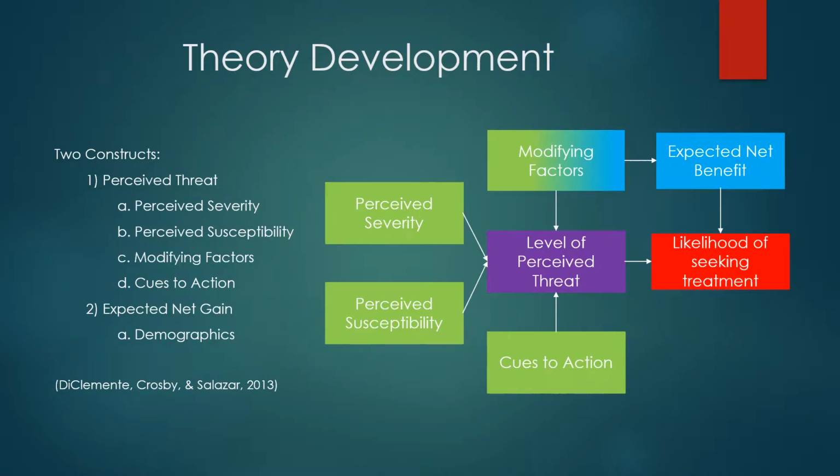Now that we have a basic definition for the theory, let's look more specifically at the parts of the theory itself. The theory can be broken down into two constructs. So within the first construct is the perceived threats. And these perceived threats can be broken down into perceived severity, perceived susceptibility, modifying factors, and cues to action. Next, you have the expected net gain. And usually these are based on demographics related to the individual.